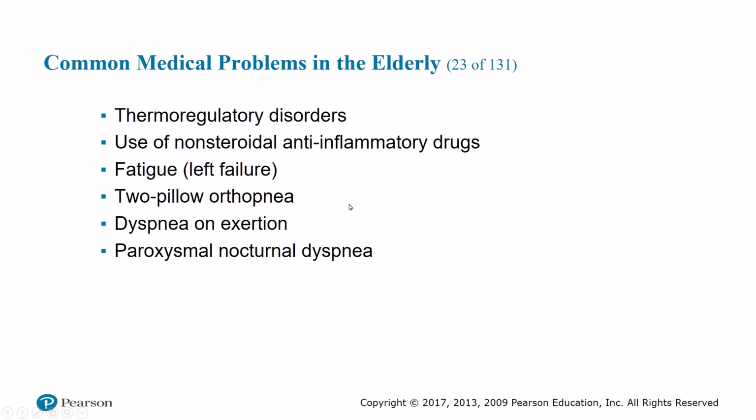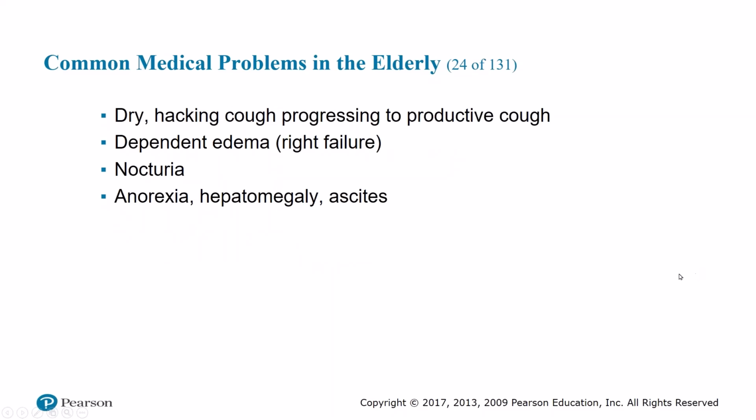Some other things that go along with these MI issues and these cardiovascular issues we're talking about here: the heart failure side, thermoregulatory disorders with the thyroid diseases and everything, can add to this. Taking NSAIDs every now and then is okay, but they're finding out that long term, it can cause problems. Fatigue, as we have with left failure. Individuals have two-pillow orthopnea, meaning they can't lie flat at night. Shortness of breath on exertion, and we talked about the paroxysmal nocturnal dyspnea. These heart failure patients also have a dry hacking cough. If they have dependent edema, external and peripheral, consider right-sided failure. Do they have nocturia? Do they get up and urinate a lot? Anorexia, hepatomegaly, as well as ascites. Along with the hepatomegaly and the ascites, we tend to see portal vein issues as well as liver issues.